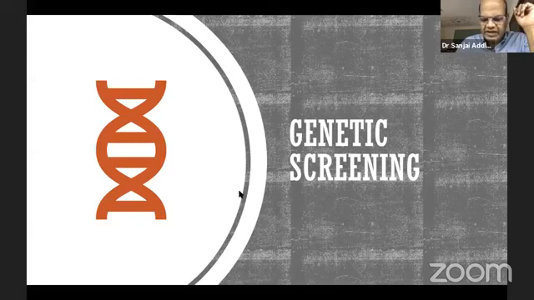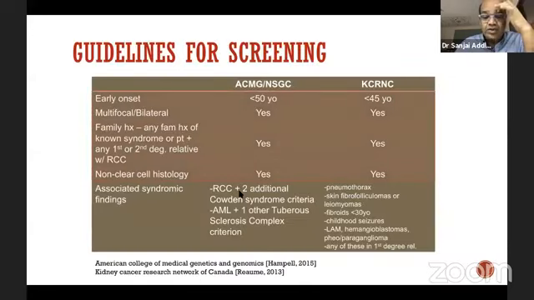So when would you do genetic screening? These are the two guidelines that are available. So when you look at it, there are 4 factors. The first factor is the age, which is less than 50. The second is bilateral or multifocal. Third is family history. And then the fourth one is non-clear cell histology. So whenever these 4 features are there, you got to consider whether you would do a genetic screening or not.